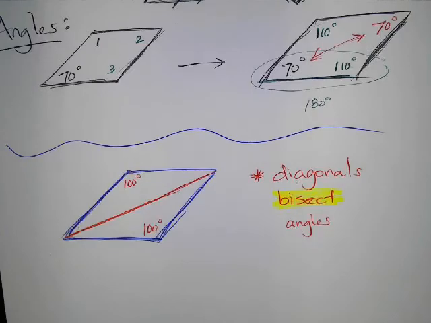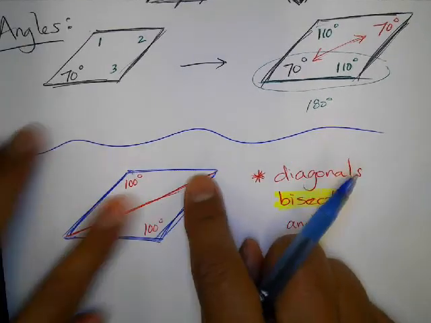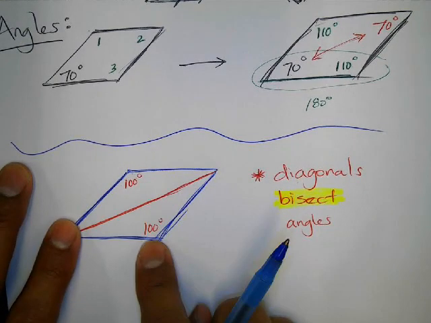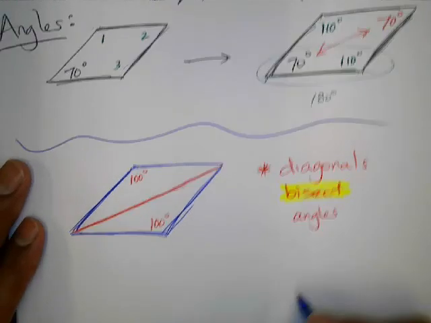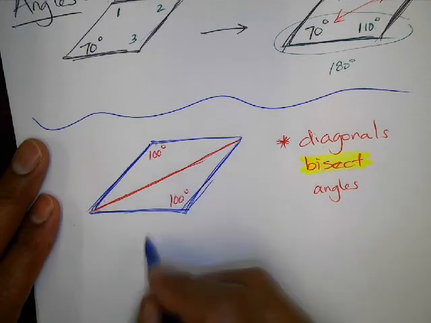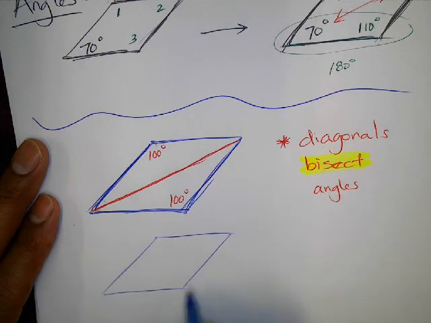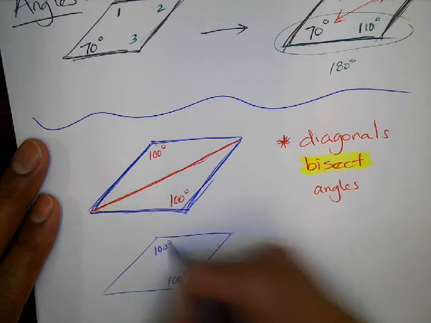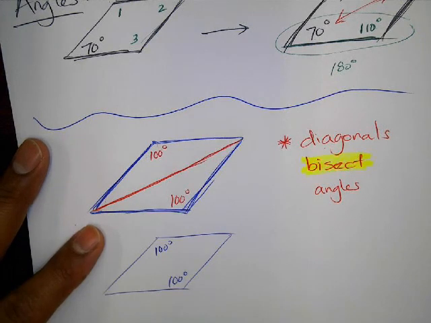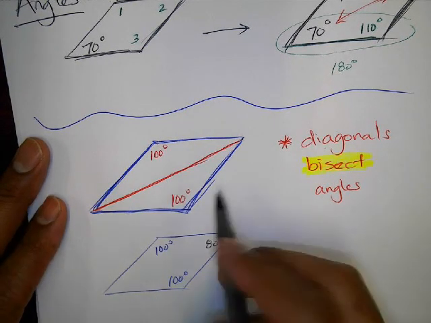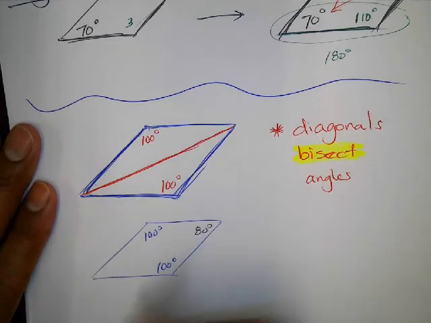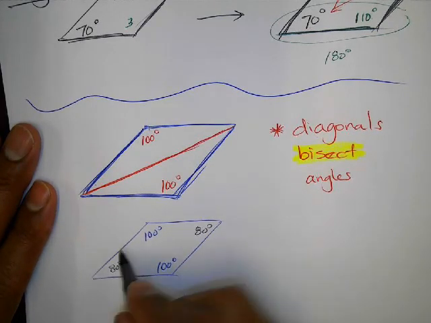Okay, right? Remember that? Kind of picture it without the diagonal. If that's 100 and that's 100, then how much would this one have to be, right? If you picture it without that diagonal, if this one's 100, this one's 100, then this one would have to be what? This one would have to be 80, right? Remember, because they add up to 180. We just talked about it over here. This one has to be 80 and this one has to be 80.